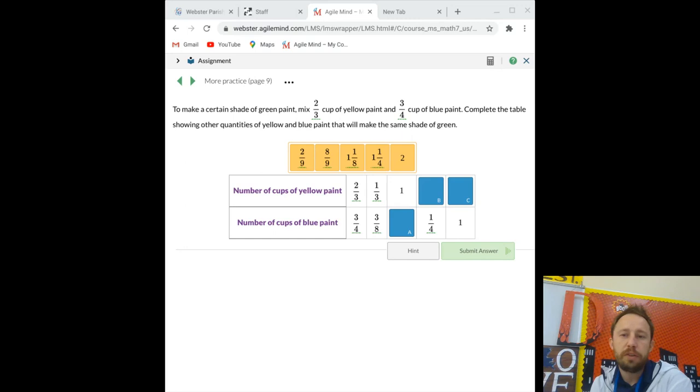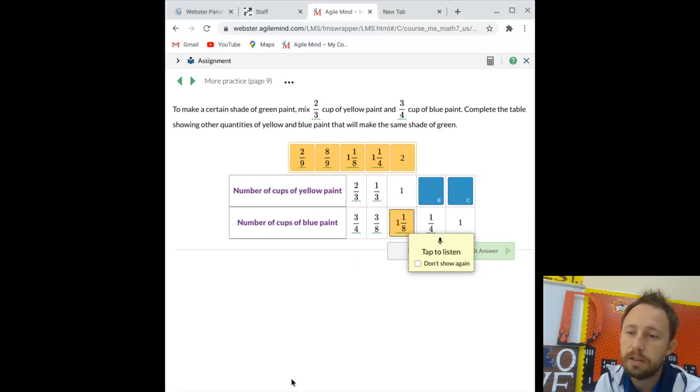So the easiest way for me to explain it is that 1/3 times a number equals 1 whole. 1/3 times what equals 1 whole? 3. Yeah, 1/3 times 3 equals 1. So if we do 3/8 times 3, what do we get? 9/8. Good. And 9/8 is 1 1/8.